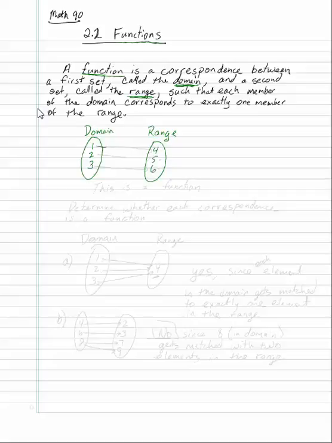So if I say, okay, 1's going to get matched with 4, 2 is going to get matched with 5, 3 will get matched with 6. This relationship would describe a function because each item in the domain, 1, 2, and 3, all get assigned one thing in the range, 4, 5, and 6. Okay, so this is a function.